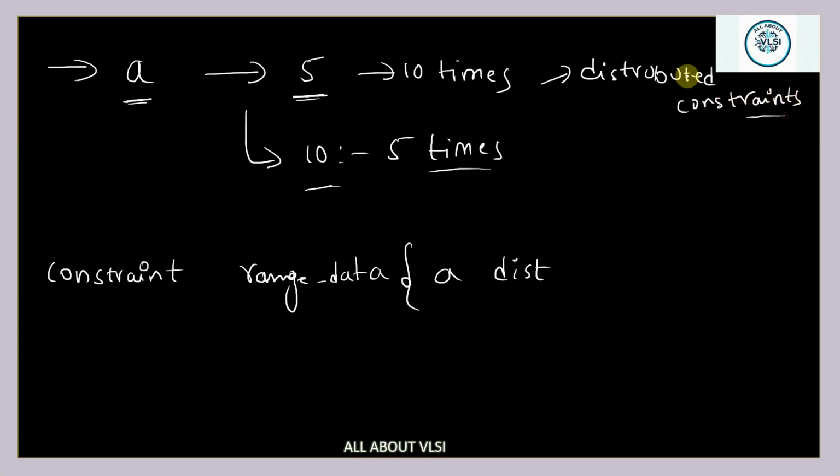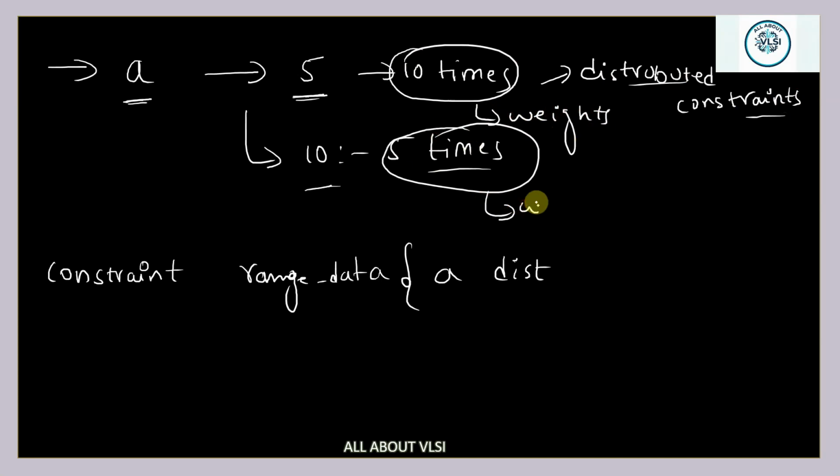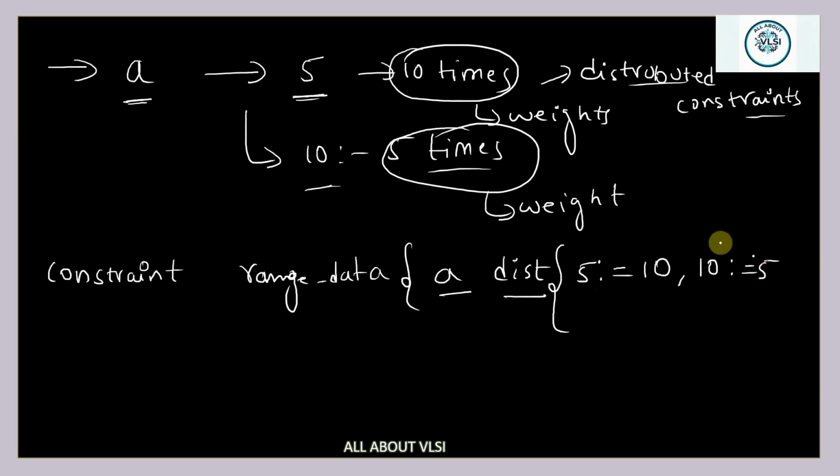If you want to give the weights, this is known as your weight. So 10 number of times, 5 number of times, if you have the requirement, this is nothing but my weight. And a dist, and here I'm going to provide the weight. So I'm going to use the operator colon equal to. And here what I'm going to write: a should be repeated, so I need to write within curly braces. 5 should be repeated for how many times? It should be repeated for 10 number of times. Next, 10 should be repeated for 5 times. This is the weight of 5 and 10 I have given, followed by a semicolon.